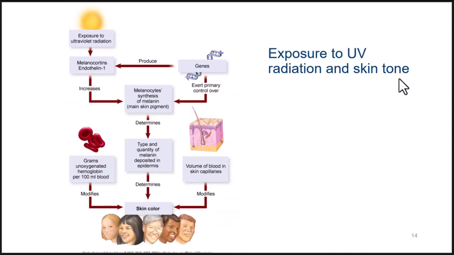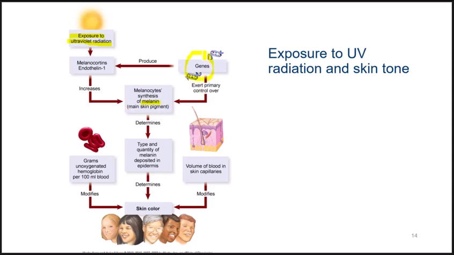Still on the topic of skin tone, we're going to look at the different contributors to skin tone. So the first one we know that contributes is our exposure to UV radiation. And what UV radiation does is it activates something called melanocortin's endothelin 1. And what this will do is increase the amount of melanin that is going to be produced by your melanocytes. So we know that melanin is that main skin pigment.